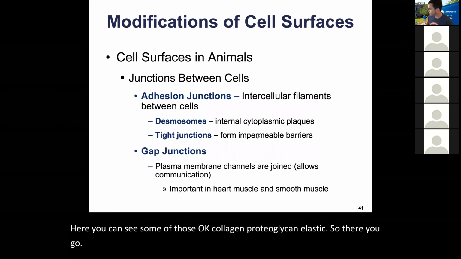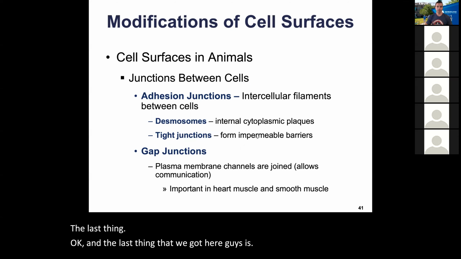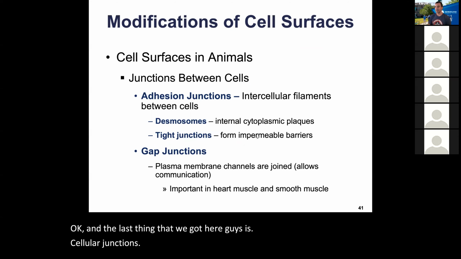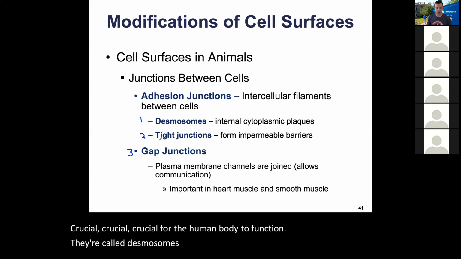The last thing, okay, the last thing that we got here, guys, is cellular junctions. It is cellular junctions that give us what I keep talking about: tissues, organs, stuff in the human body. Okay? We have three types of junctions that are crucial for the human body to function. They are called desmosomes. They are called tight junctions. They're called gap junctions. Okay.